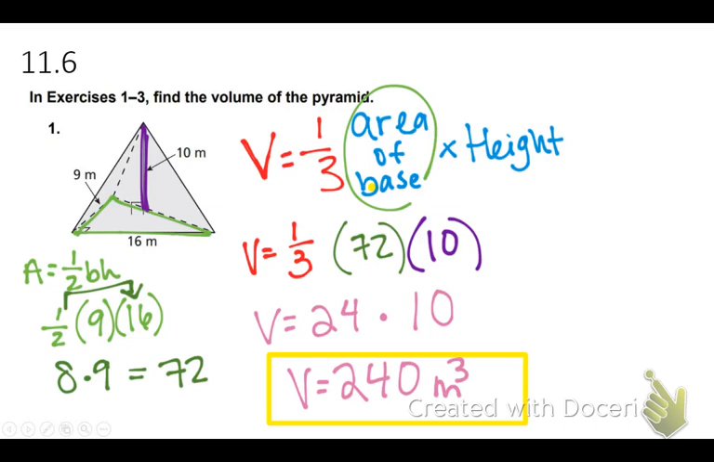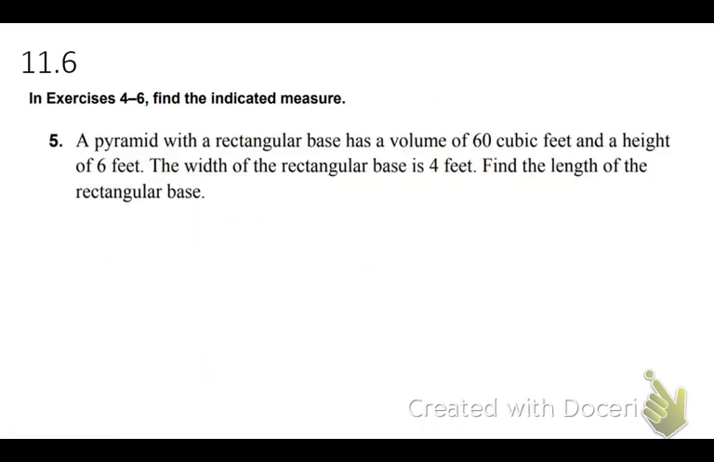All right, and the last one we do together is number 5. Find the indicated measure. A pyramid with a rectangular base has a volume of 60 cubic feet and a height of 6 feet. The width of the rectangular base is 4 feet. Find the length of the rectangular base. So in this problem, are we looking for the volume? No. We're looking for the length of our rectangular base.